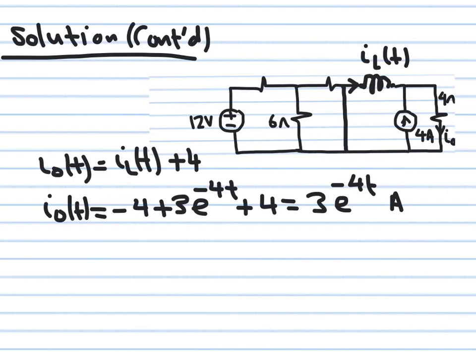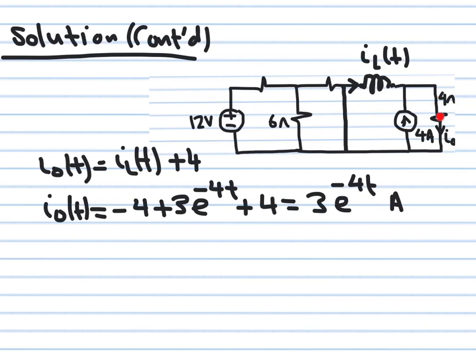Okay, this is simply 2 currents flowing in are equal to 1 current flowing out. So I simply have to add 4 to the IL of t, which I already got. It is minus 4 plus 3 e to the minus 4t. I will add 4, 4 will cancel minus 4. I'll end up with 3 e to the minus 4t. So this is the expression for this current flowing here. It starts with 3 at time 0, and then it goes down to 0 at infinity. Okay, and this is expected.